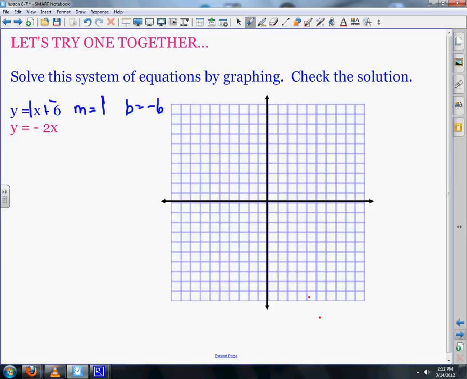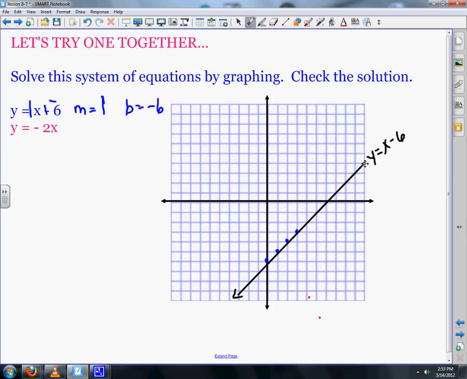So first we graph the y-intercept, which is -6. So we go 1, 2, 3, 4, 5, 6 down and make our point. And the slope is 1. So that means we rise 1, run 1, rise 1, run 1, rise 1, run 1. And then we're going to connect that together with a straight line. And this is the graph of the first equation, which is y equals x minus 6.